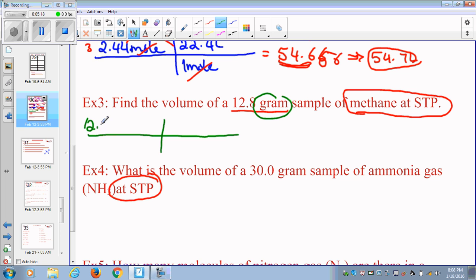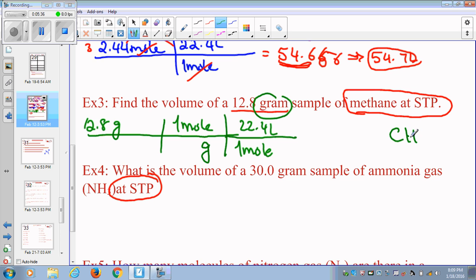I have 12.8 grams. Now, to cancel out grams, of course, I need grams here, which will be equal to 1 mole. So then I need to go one more step. That 1 mole is equal to 22.4 liters. So methane is CH4. We learned about organic chemistry already. So this is methane.